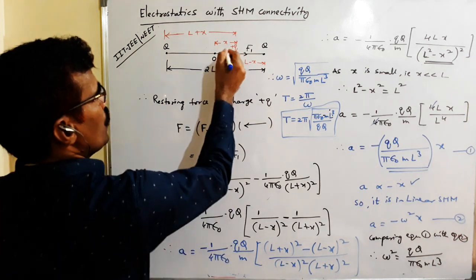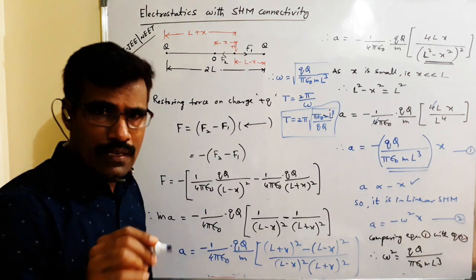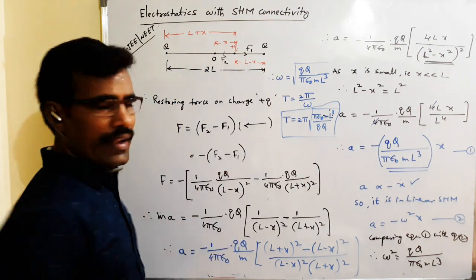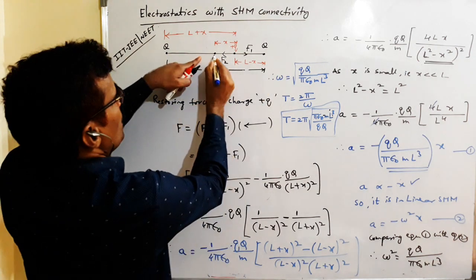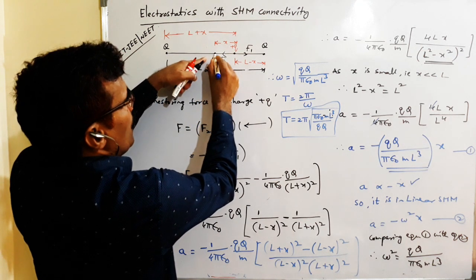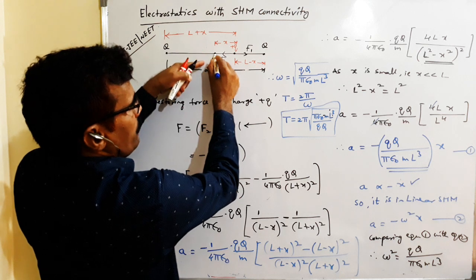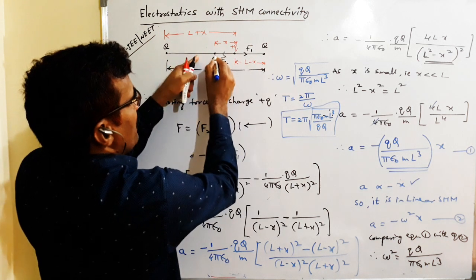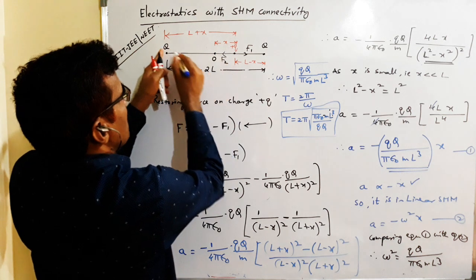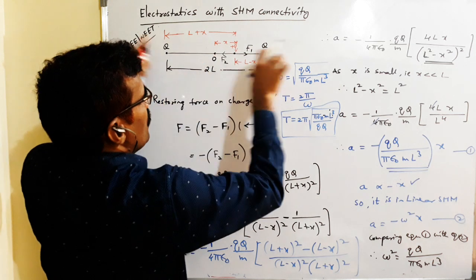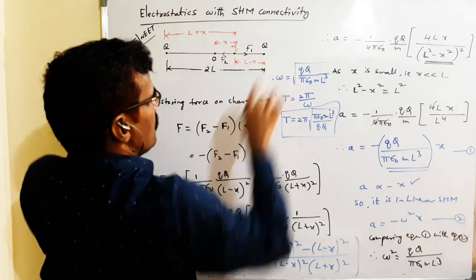Suppose here Q is negative, what happens? Will it execute SHM if slightly displaced along the line joining them? Check it. Suppose minus Q is kept at the midpoint. It does not experience any net force, because equal and opposite forces act on it. Minus Q is attracted by this one, and attracted by this also. That's why these two cancel, net force is zero.